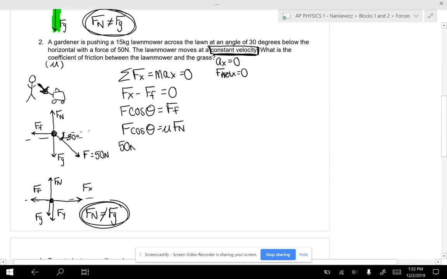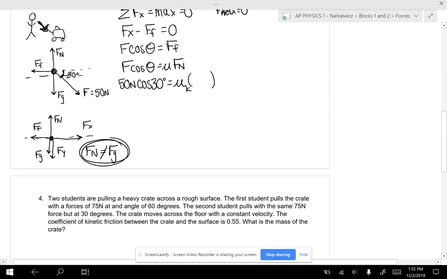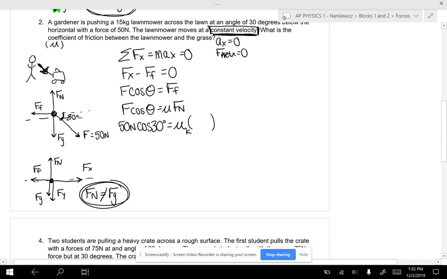This is 50 newtons, cosine 30. I'm looking for mu, and again, I'm missing the normal force, okay? And if you're wondering, that's going to be a mu k since we're moving. I think all of these are actually going to be mu k's because they're all moving, okay? So to find a normal force, we need the y direction. That's going to equal 0 because we're not jumping off of the lawn. That would be a really interesting lawnmower, though.